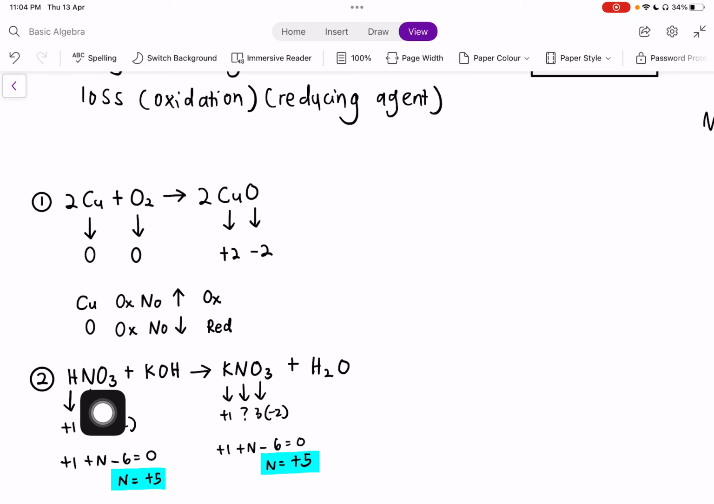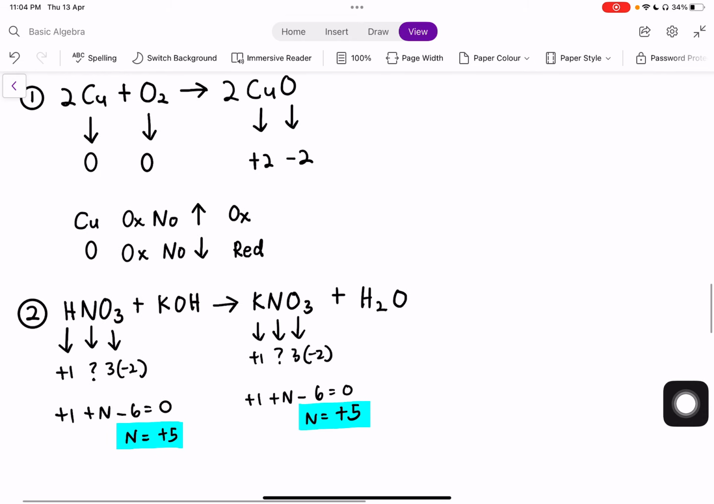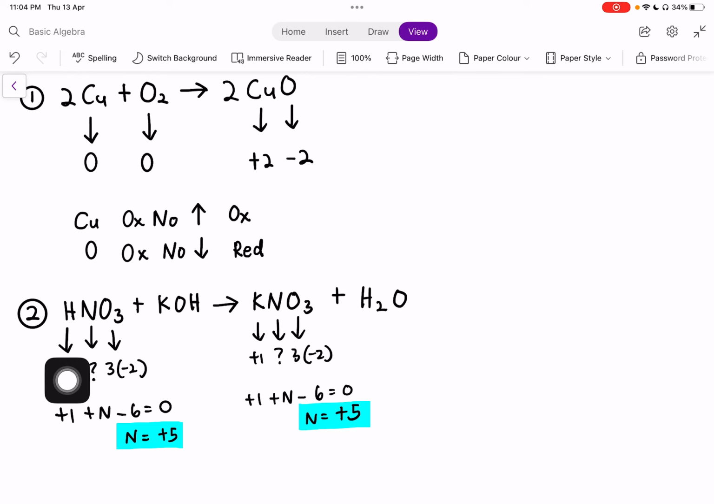Okay, how about number 2? Is it redox or not redox reaction? So it's not a redox reaction. Why? Because you can see the oxidation number for nitrogen is the same, right? This one positive 5, this one also positive 5. If there is no change in oxidation number, meaning it's not a redox reaction.